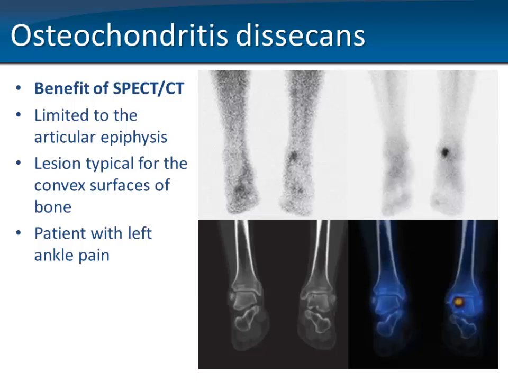Well, the lesion is typically limited to the articular epiphysis, and you can see it most of the time at a convex surface. And this is a patient presenting with left ankle pain, where you see the hot spot on the planar early and delayed phase imaging, but it is only if you do the SPECT-CT that you can now really call the lesion what it is and not mistake it for something else.